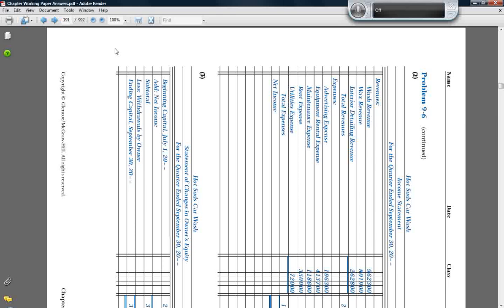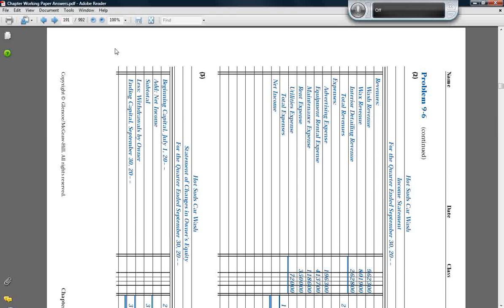Okay, problem 9.6. We're given the trial balance and we're to go through the financial statements to complete the worksheet, the income statement, the statement of changes in owner's equity, and the balance sheet. So we begin by extending across the columns for our asset accounts with debit balances: cash and bank accounts receivables, our supplies, our office equipment, our office furniture, our car wash equipment. We have no calculations to make. All we're doing is extending debit to debit, credit to credit, assets, liabilities, and owner's equity to the balance sheet.